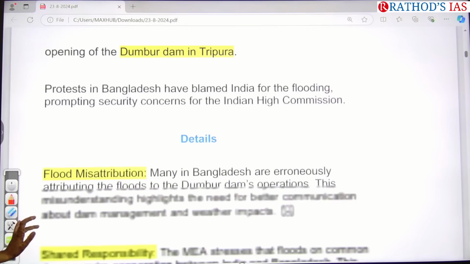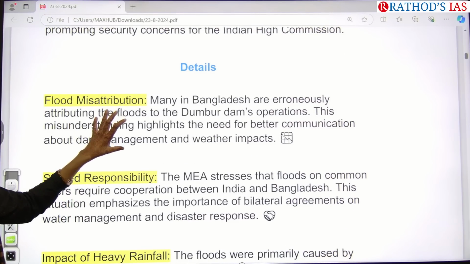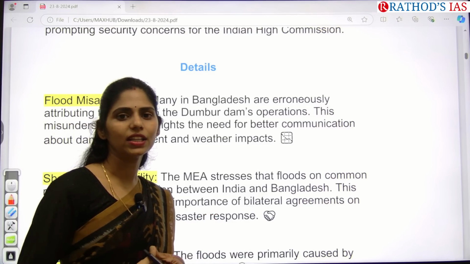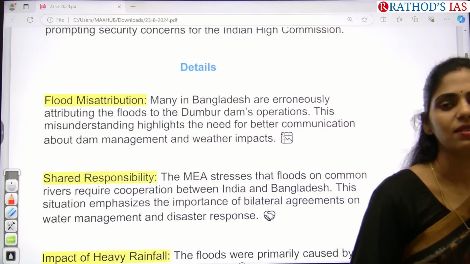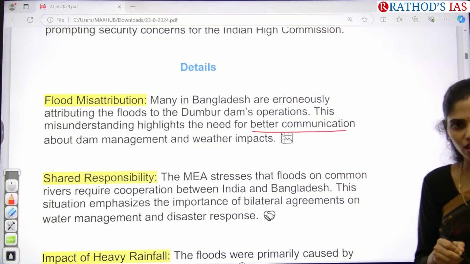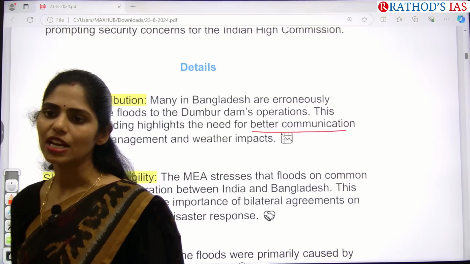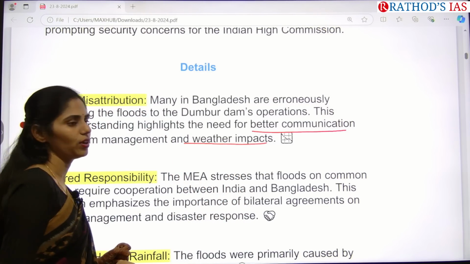So the first one here is flood misattribution. Between India and Bangladesh, there are many rivers that we are sharing. There is a misunderstanding between India and Bangladesh that because of this dam, it is causing floods in Bangladesh. There is a lack of proper communication, and even a lack of information about dam management and weather impacts. So that is the first important point.